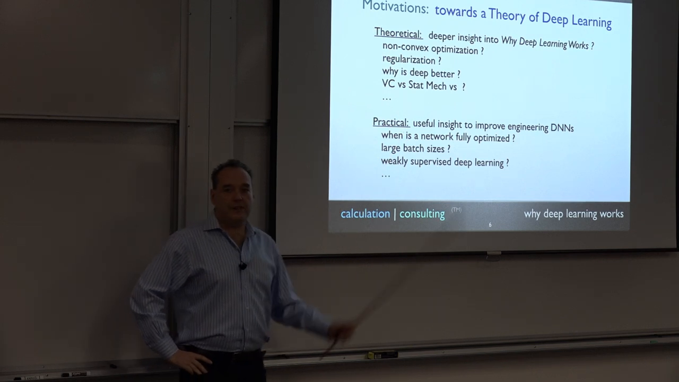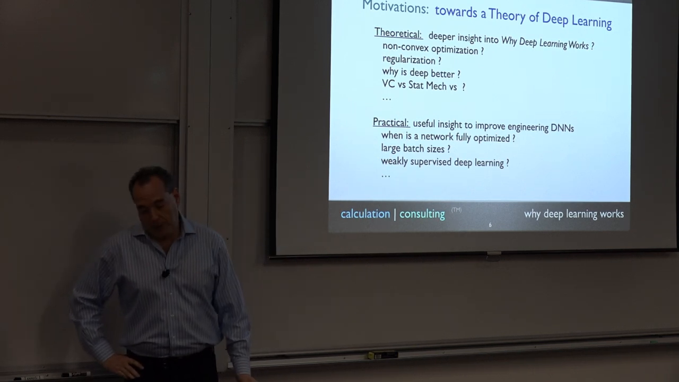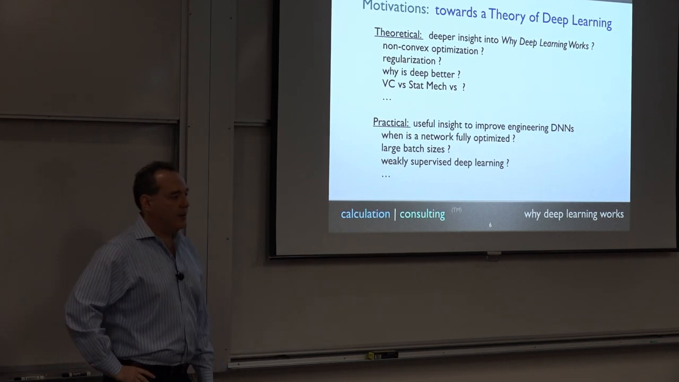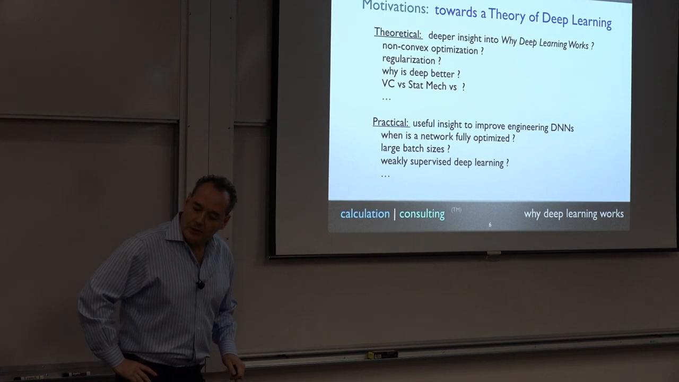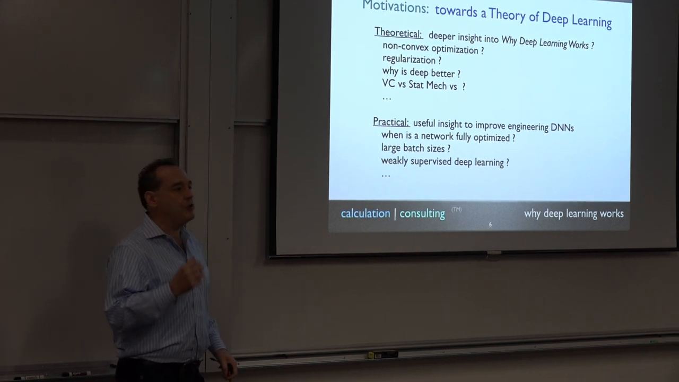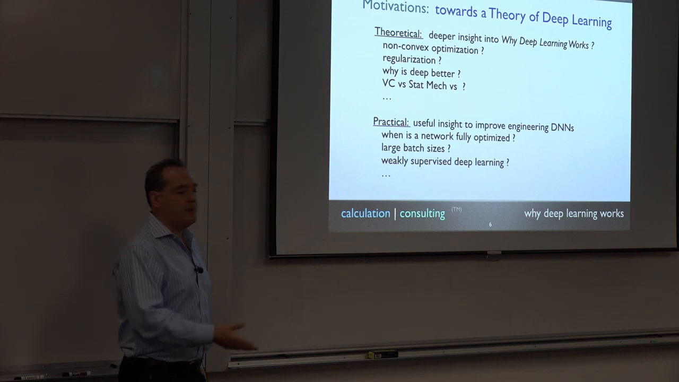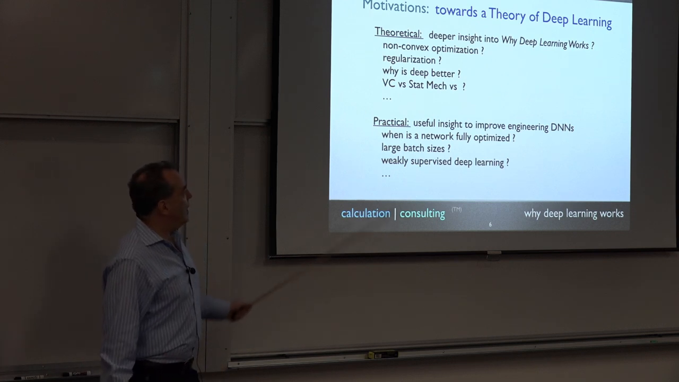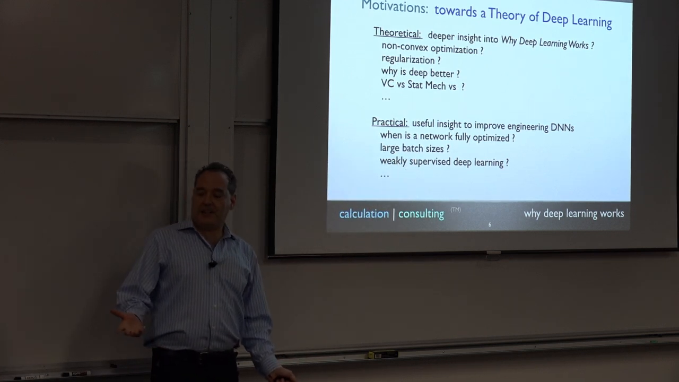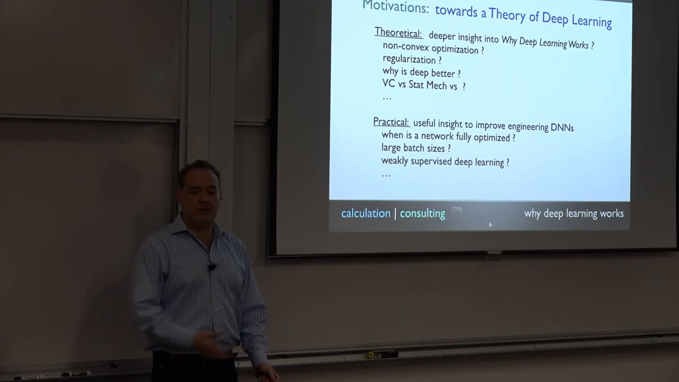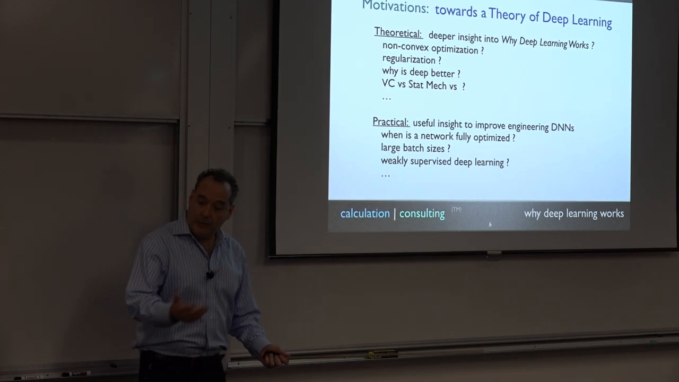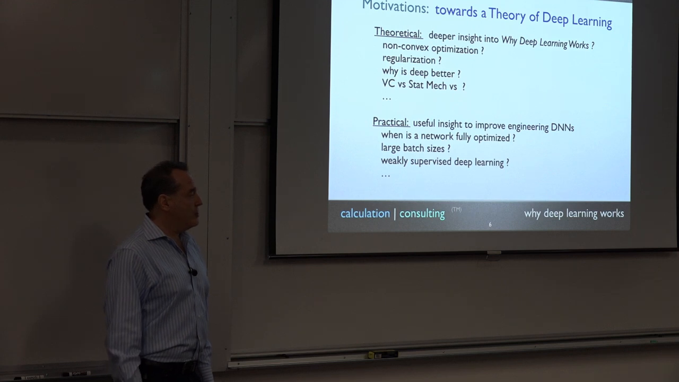Questions like, when is a network fully optimized? That's a real problem. How do you know, if you train a network, that this is the best optimal, that this network is as good as you can get, and you shouldn't spend another $50,000 training it because you'll do so much better? Why can't you use large batch sizes? Why is there this weird phenomenon that when you use large batch sizes, which presumably would speed up the calculations, at least in some architectures, it doesn't work?